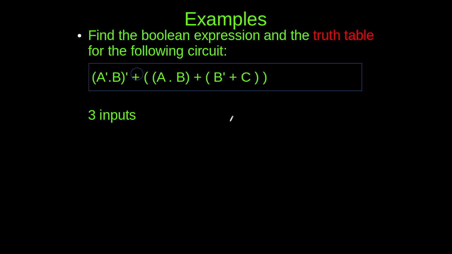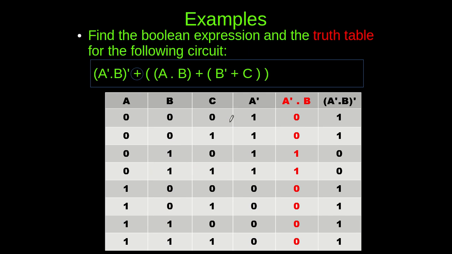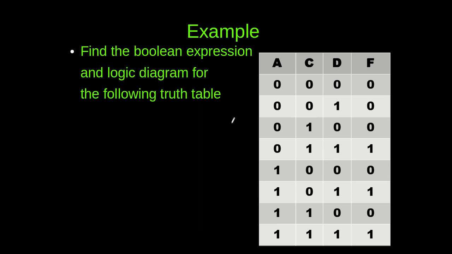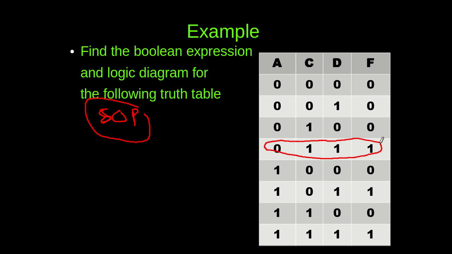Now, and this is the hardest, giving you a truth table and telling you to give me the Boolean expression and logic diagram. Find the Boolean expression and logic diagram for the following truth table. We're going to explain it more in detail, but think of sum of products. I'm going to use the standard sum of products. Here's what this means: I look at the ones, where I have ones as my output. This is my output. So I look for those ones, and I represent them as sum of products.